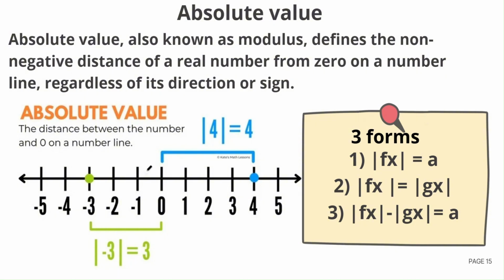What is absolute value in SAT? Absolute value, also known as modulus, defines the non-negative distance of a real number from 0 on a number line regardless of its direction or sign. And the golden rule here is, out of absolute value, you can't get a number with a minus sign. It all the time has to go with plus. Why? I'll explain the core logic here.